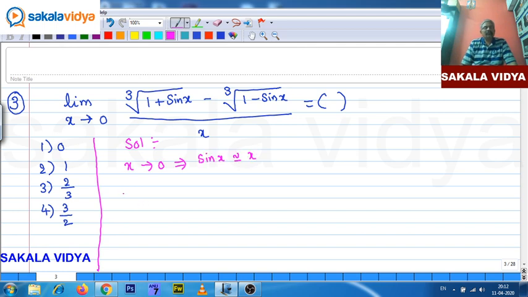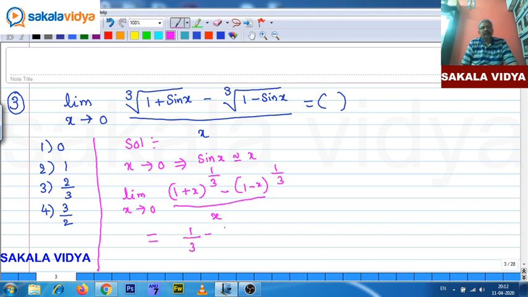Now, this problem can be changed like this: limit x approaches to 0, 1 plus x whole to the power of 1 by 3 minus 1 minus x whole to the power of 1 by 3 upon x. So, this equals 1 by 3 minus of minus 1 by 3. So, this equals 1 by 3 plus 1 by 3, whose value equals 2 by 3. So, that means third option is the right option.